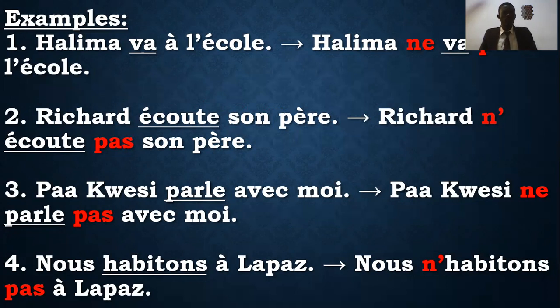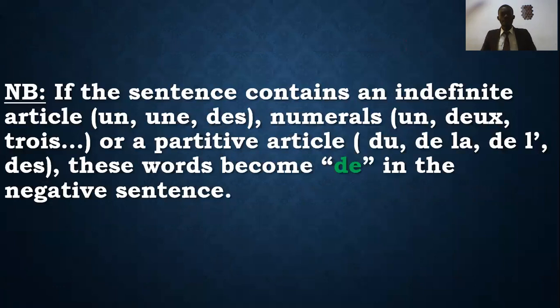Number 4. Nous habitons à La Paz. You can see habitons is underlined and it's starting with a silent H. Nous habitons à La Paz. Negative: Nous n'habitons pas à La Paz. So you see how simple turning a sentence into negative is. Locate the verb, make sure you put ne and pas at the other side.